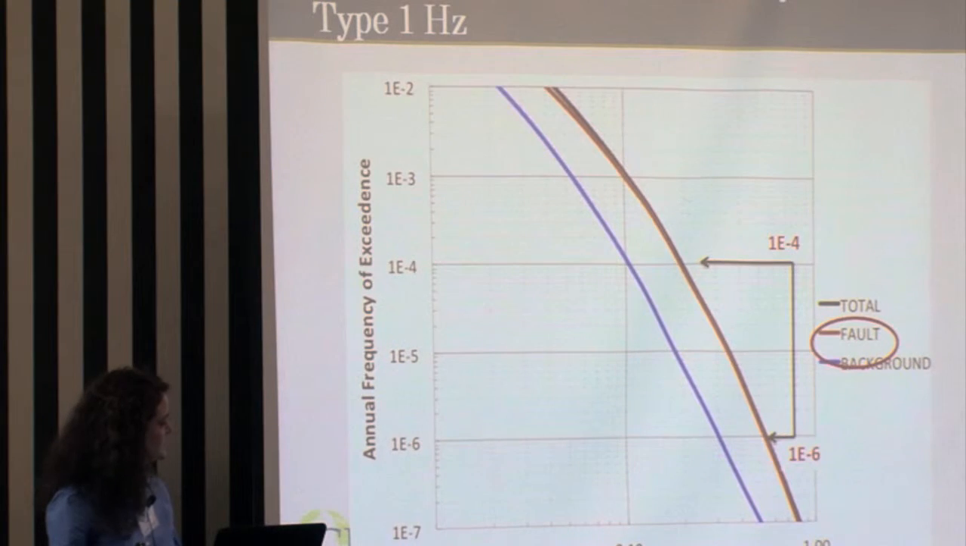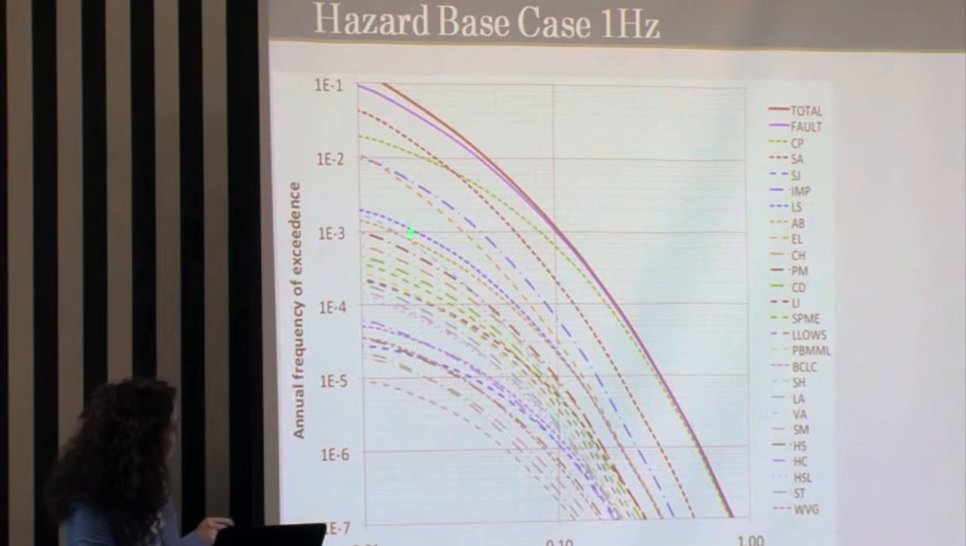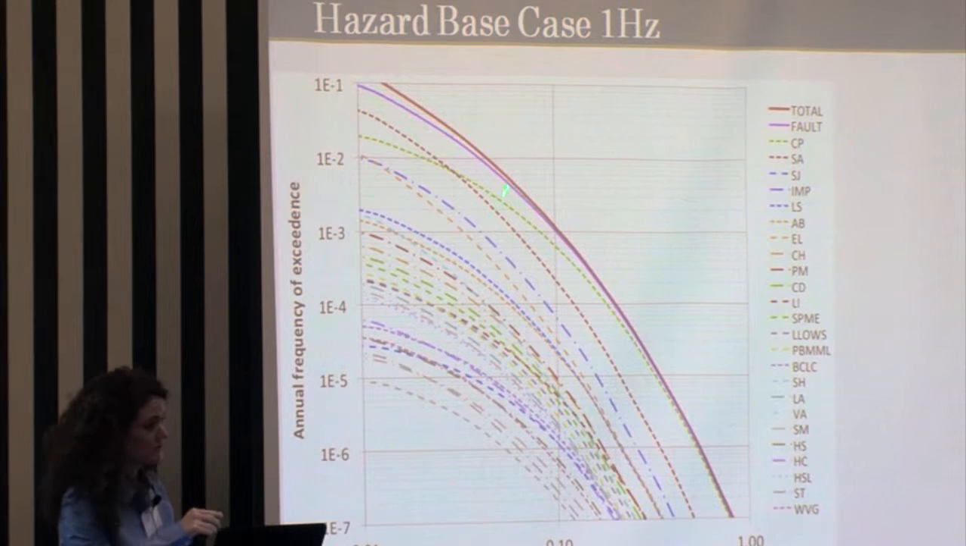If we look at the main contributors, here is the fault source hazard contributions broken out by different fault types, or the different faults that contributed. The red line is the total hazard. The pink line is the hazard contributed from the fault sources. And then these other dashed lines are the source contributions from the different faults. And so if you sum up these dashed lines, you get the pink curve.